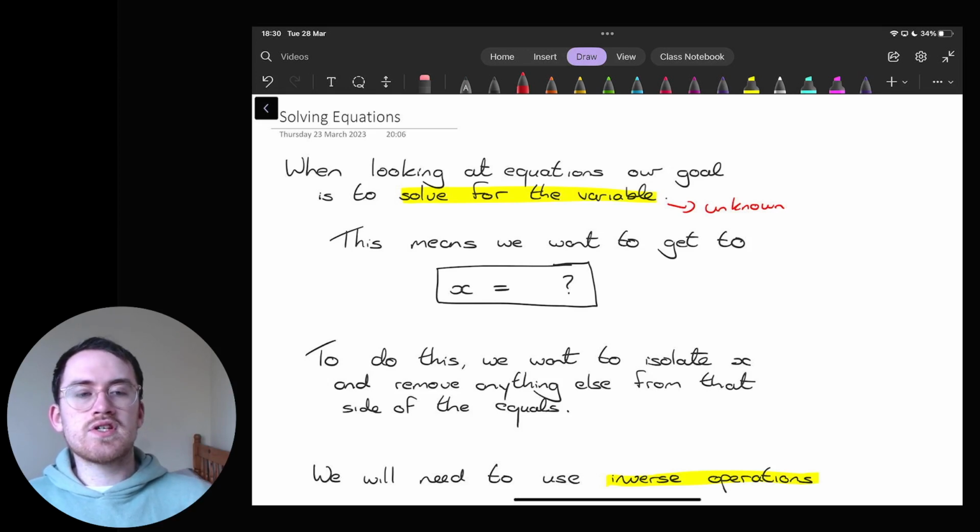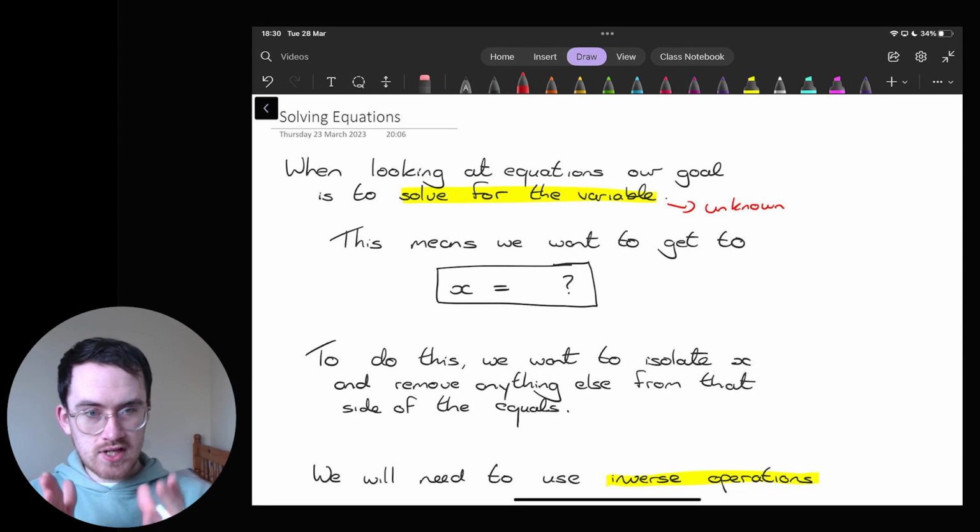And in order to do this, we want to isolate x. That means get x on its own and remove anything else from that side of the equal sign. So we want to have just x on its own equal to something, not x plus 3, not x plus 7, not 2x, not 7x. We just want x on its own.